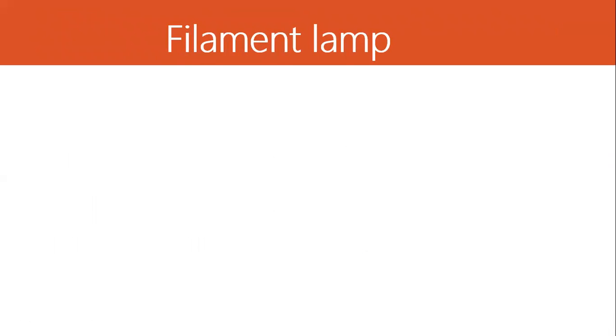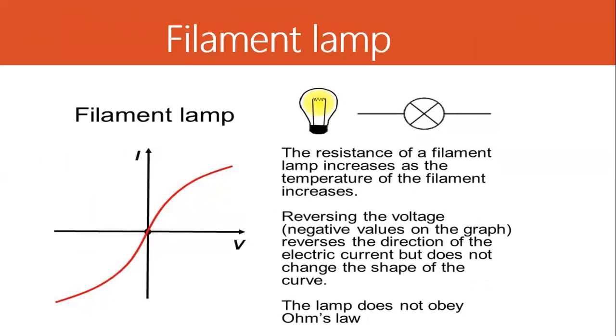IV characteristic graph of a filament lamp. A filament lamp means this common bulb. Here a filament is used. The IV graph of this filament lamp is a curve. It is not a straight line, which shows that V increases and I also increases but not proportionally. The resistance of a filament lamp increases as the temperature of the filament increases.